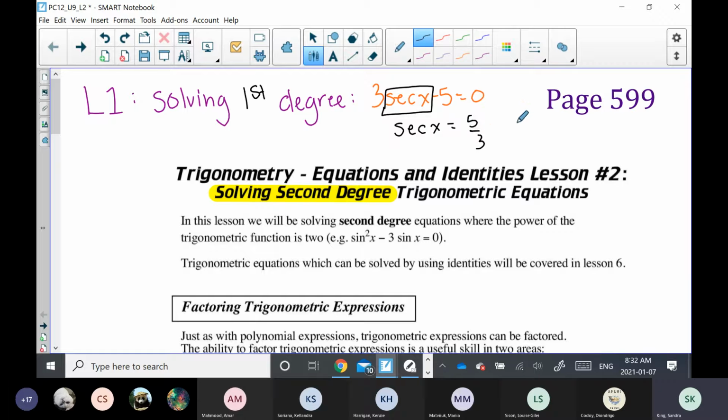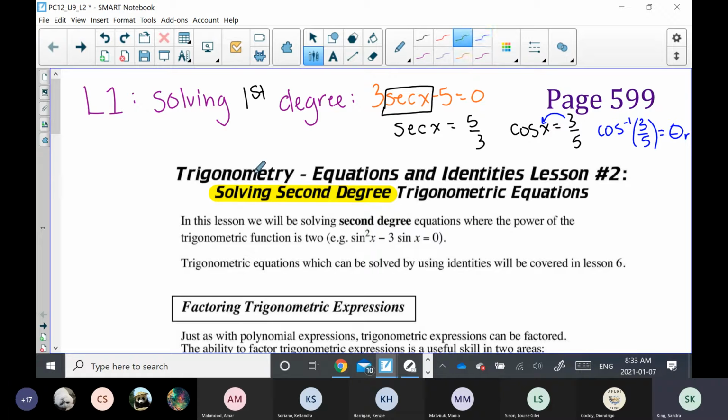We would have then changed that to cos, and we would have had 3 over 5. And then what we would have done is the CAST rule to find out in which two quadrants cos is positive. And then we would have, from there, found the reference angle. So we would have done the inverse cos of 3/5, and that would have given us our reference angle. So lesson 1, like I said, was solving first degree trig ratios.